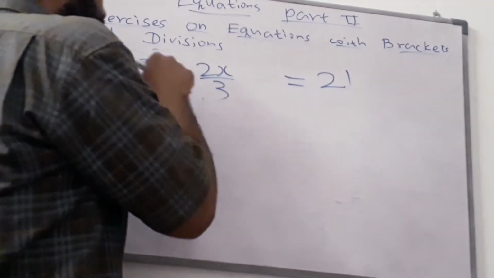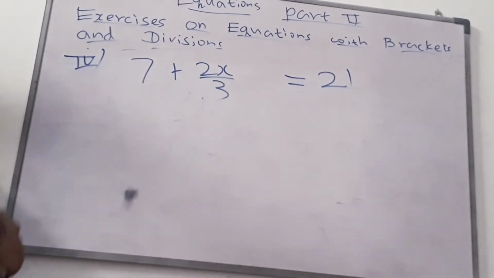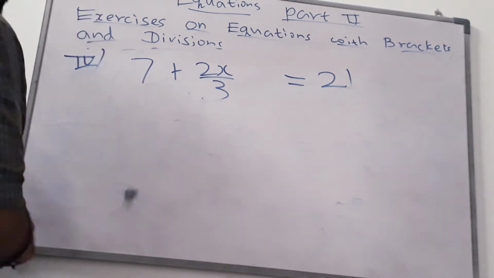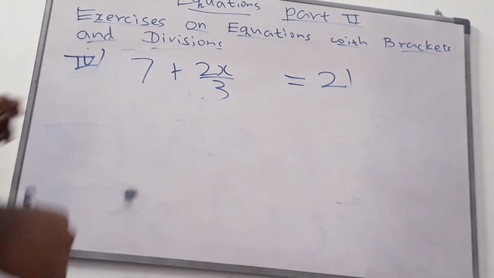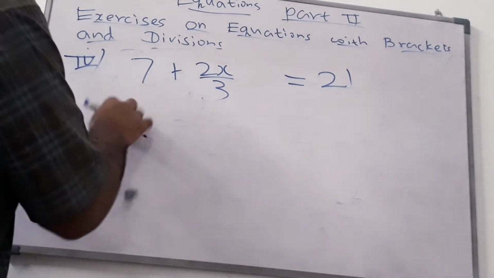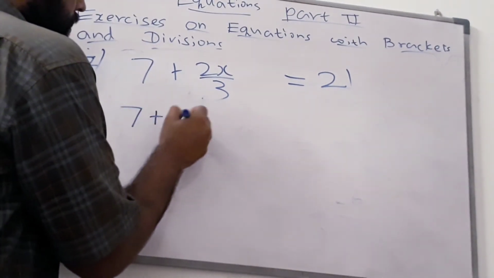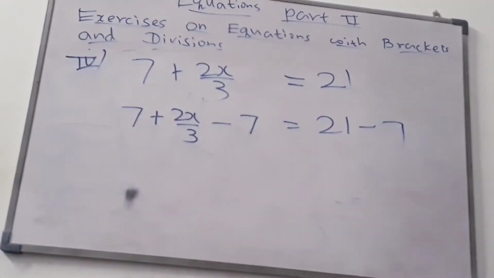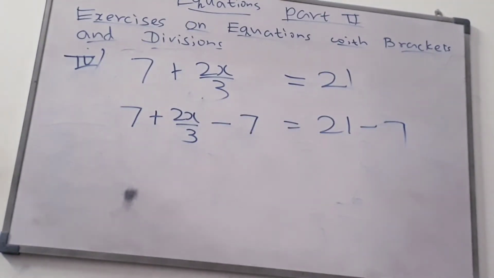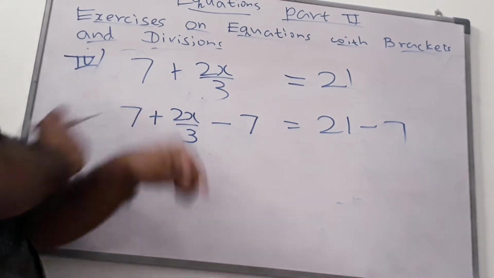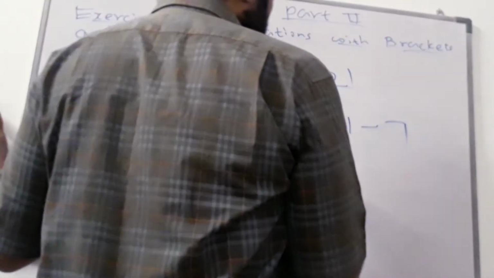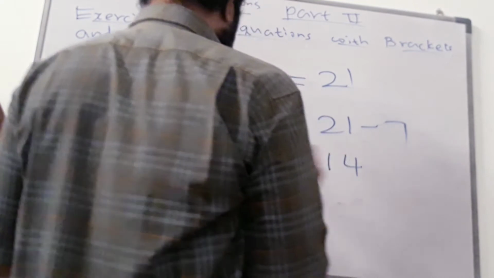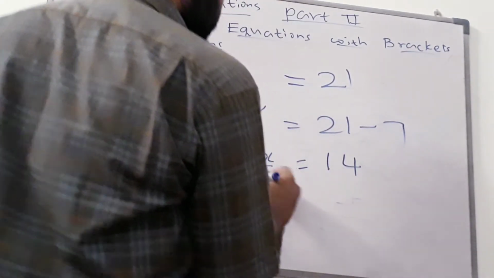There are two terms, one is 7 and one is an x term, which is 2x over 3. First we have to remove 7 here. Okay. So to remove 7, what we have to do is subtract 7 from both sides. So 7 to 7 get cancels. 21 minus 7 means 14. So 2x over 3 is equal to 14.